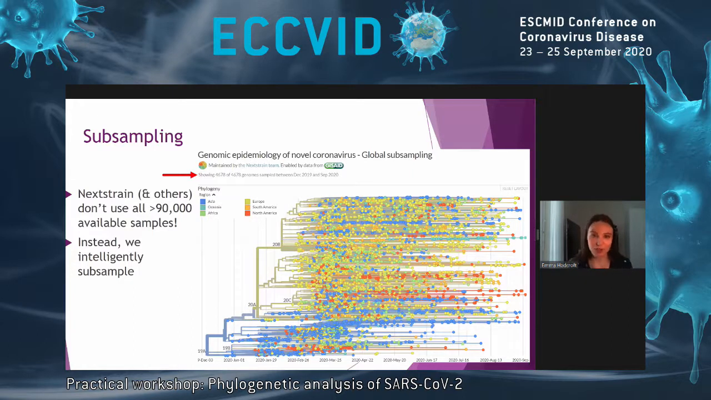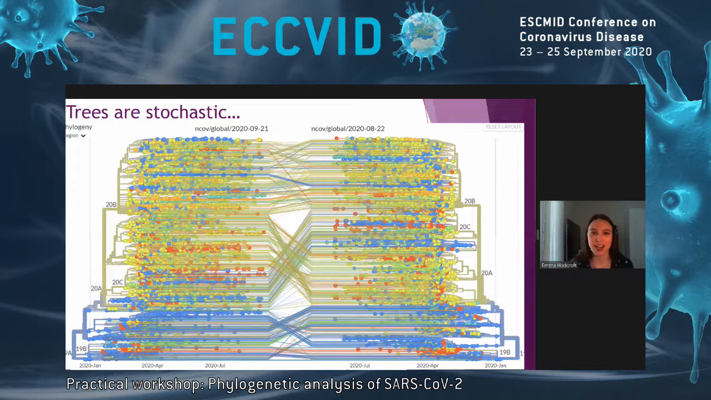The other thing to remember is, as I said, the trees are really stochastic. So this is just showing on the left, we have a tree from yesterday, or the day before. And then on the right, I have a tree, the same global build, but from August, from about a month previously. And I've used a feature where we can draw lines between sequences that match each other. So the sequences that are the same between the 2 builds. So there'll be a lot of lines that are missing here just because of subsampling, as I already covered.